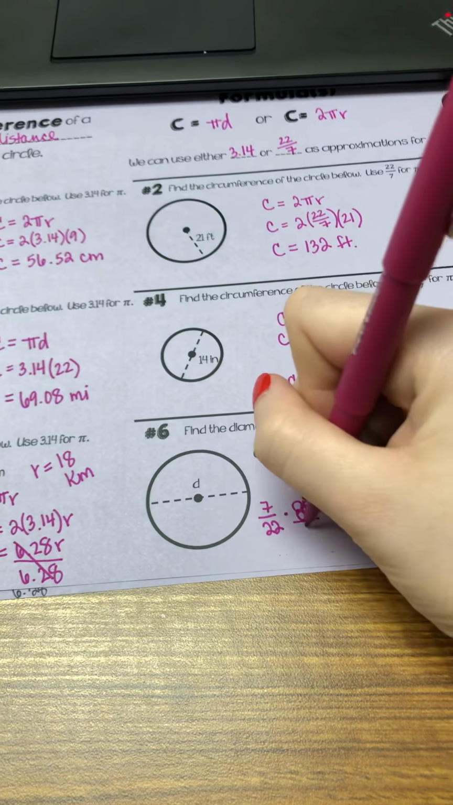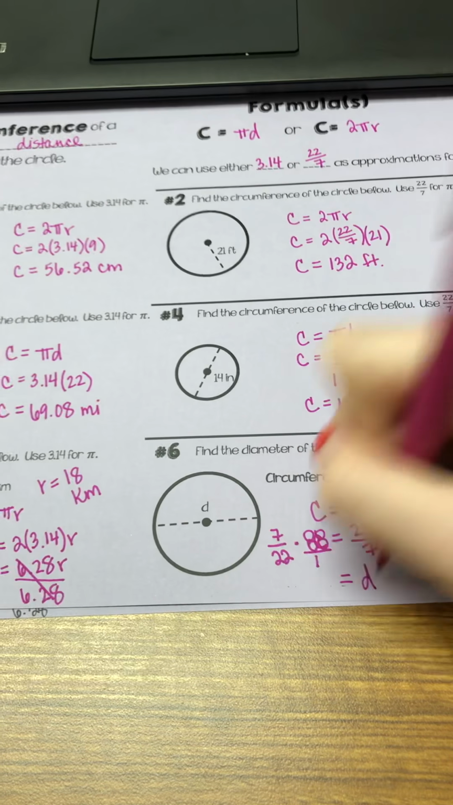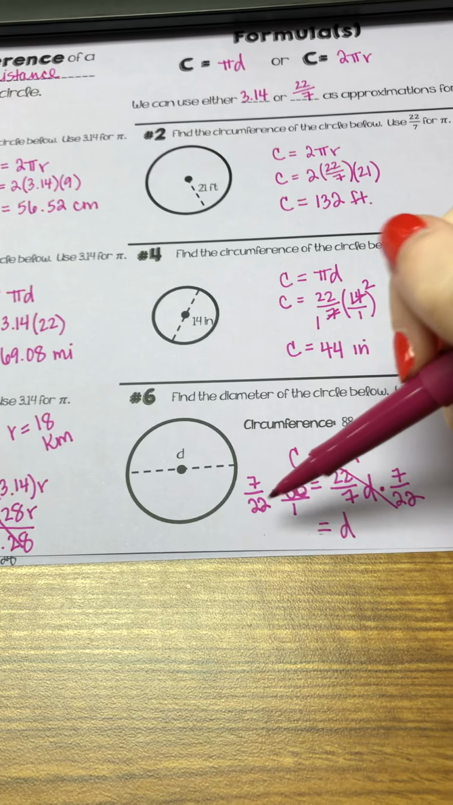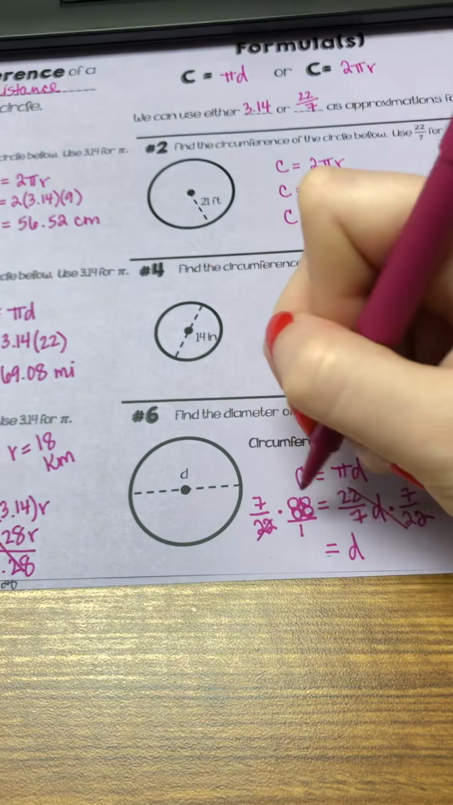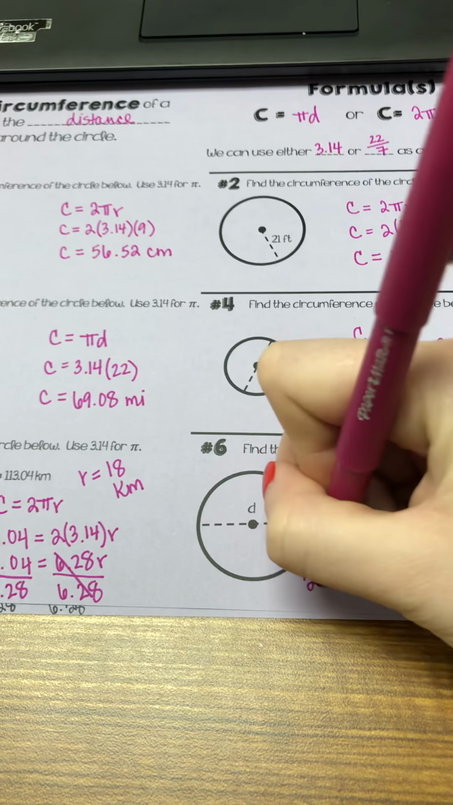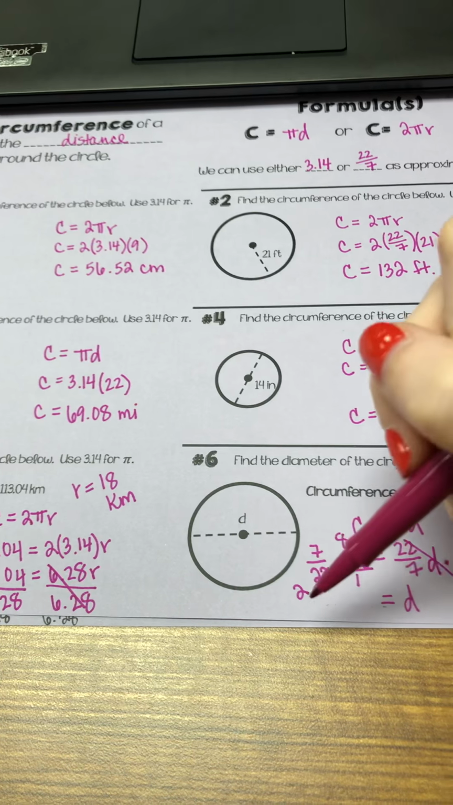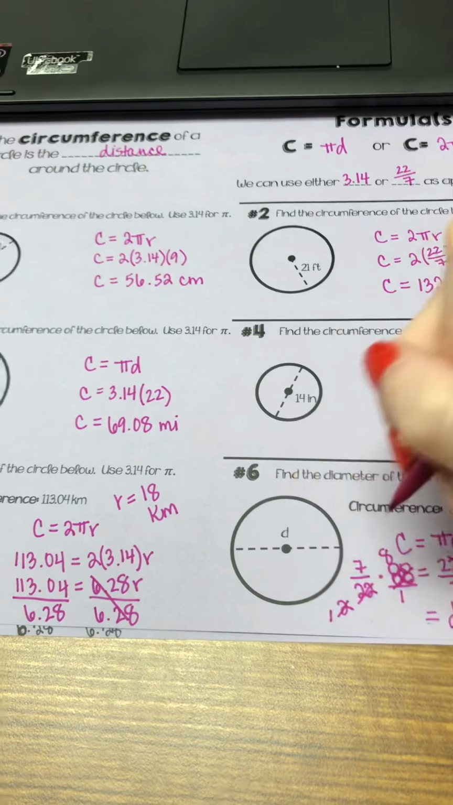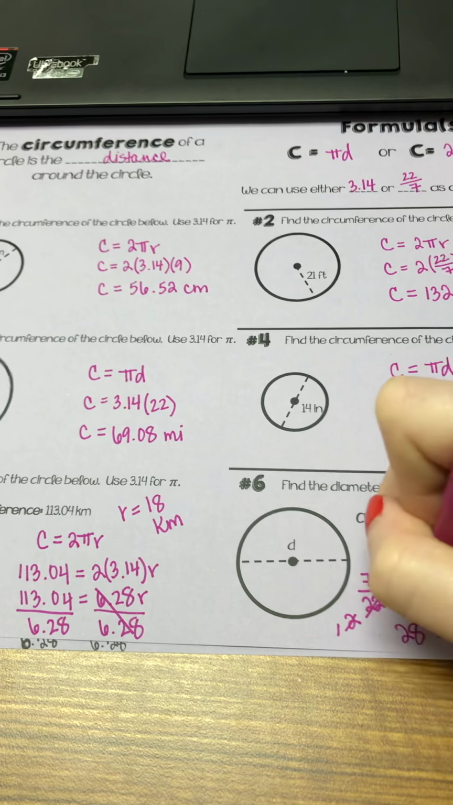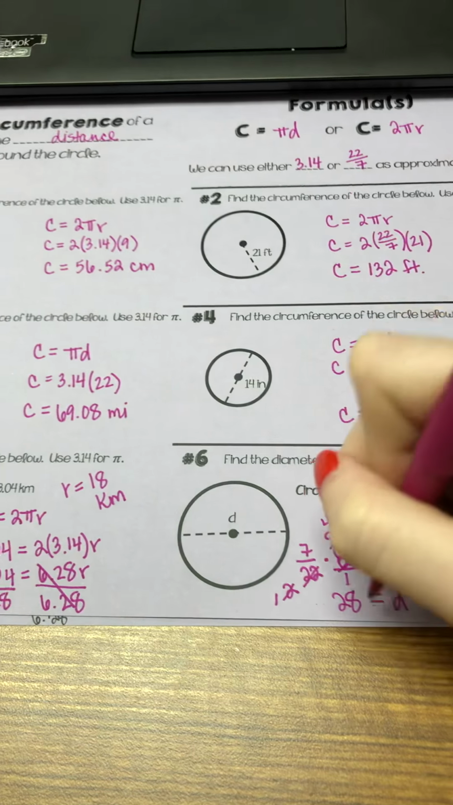Okay, I can put a 1 underneath this. This cancels, right? So I get d by itself. And then I can cross simplify again, right? This simplifies. So 22 and 88 can be simplified by 11. So 22 by 11 is 2, 88 by 11 is 8, and then I can actually cross simplify again. 2 goes into 8 4 times. 7 times 4 is 28. So my diameter is 28 yards.